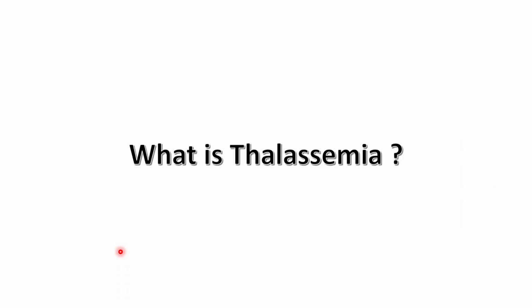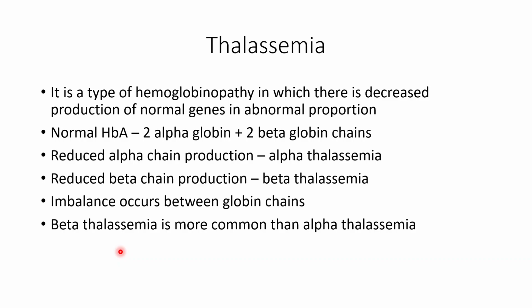Next, let us see what thalassemia is. Thalassemia again is a type of hemoglobinopathy, affecting the globin chains of hemoglobin, in which there is decreased production of normal globin chains in an abnormal proportion. In sickle cell, the beta globin chain was abnormal because a mutation of the globin chain took place. In thalassemia, the globin chains are not abnormal. There is no mutation taking place.